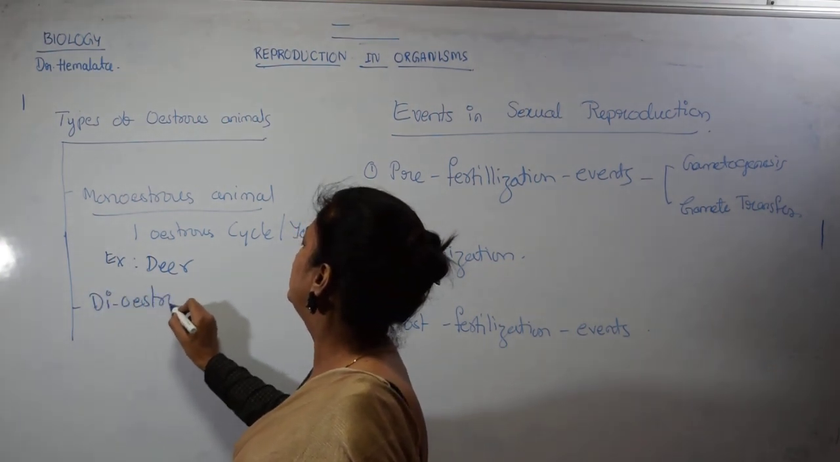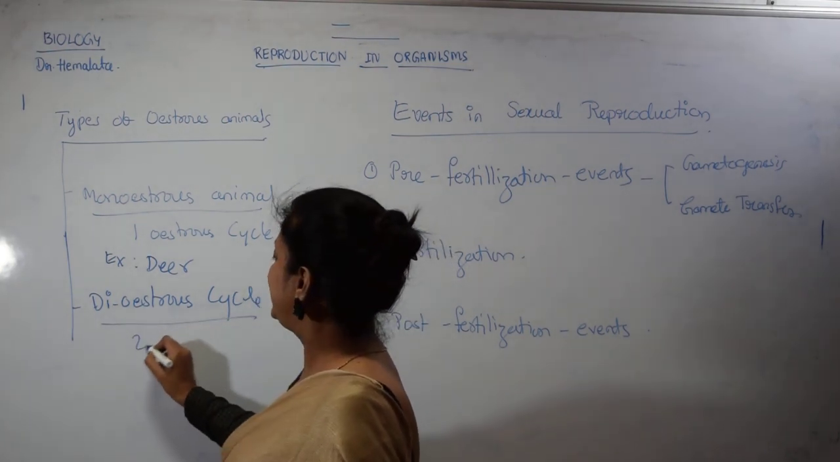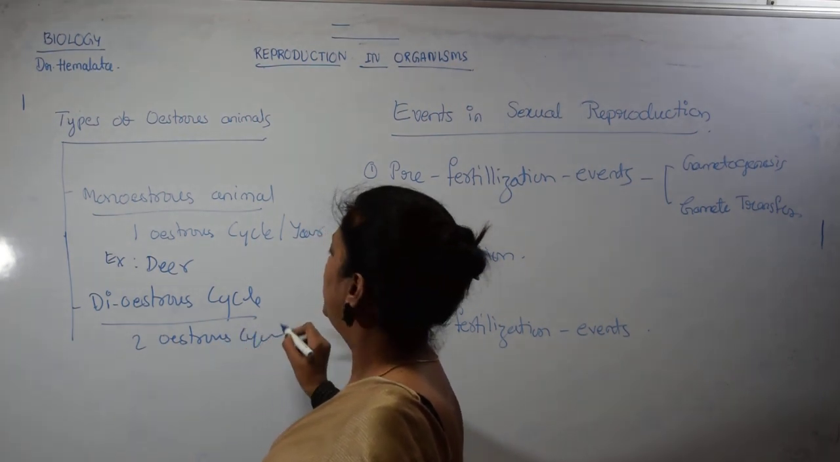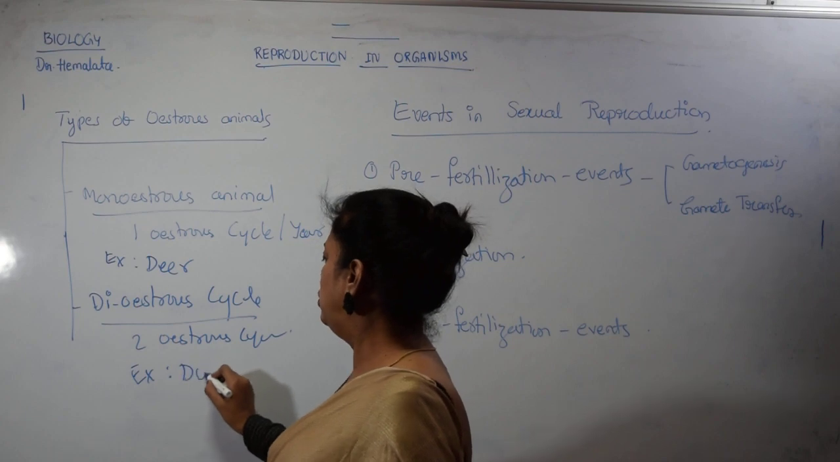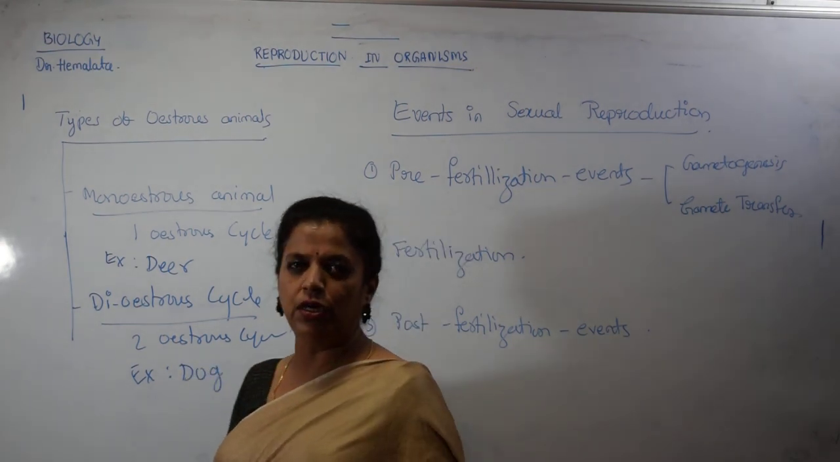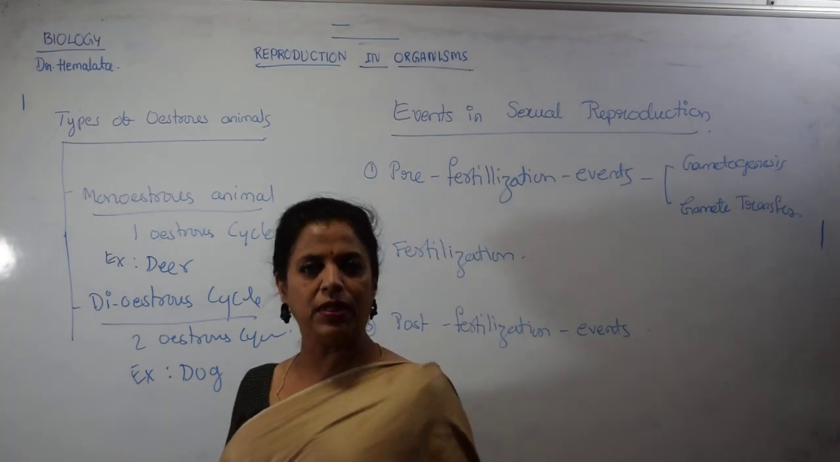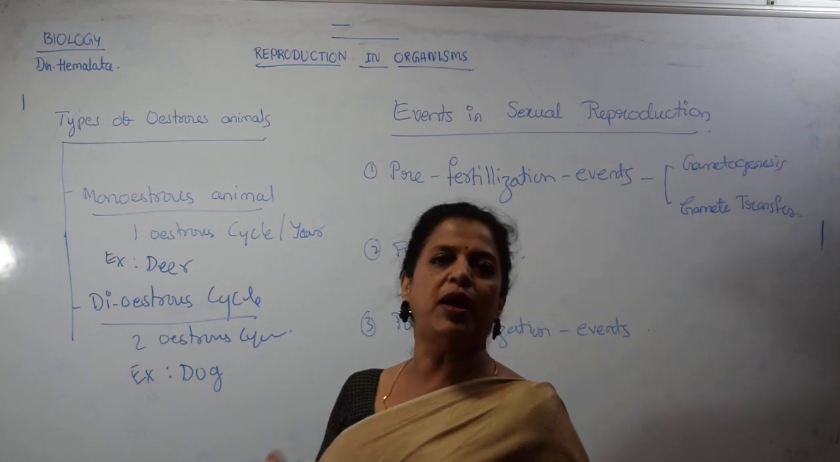Diestrus cycle. These undergo two estrus cycles per year. Right? Example is dog. Dogs will have 2 seasons in a year where they breed. They have an estrus cycle, and whenever they get it, they will breed. They can reproduce 2 times in a year.